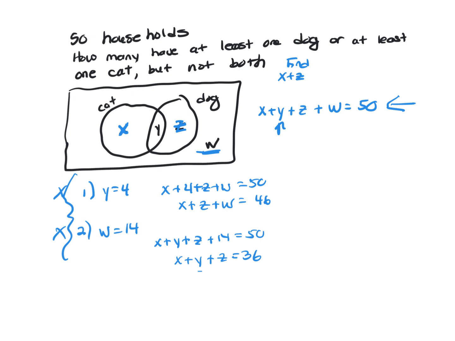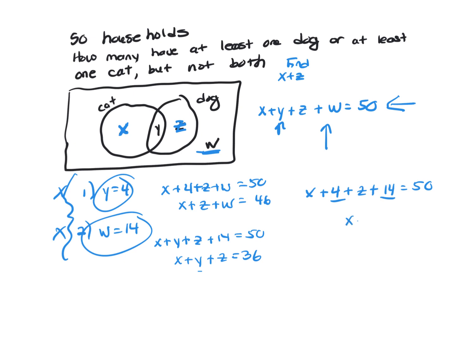Let's go back to this equation up here. I know that X plus 4 plus Z plus 14 equal 50. And if I add 4 and 14 and then subtract it from 50, that's going to leave me X plus Z equals some number. And that's what I'm trying to find, X plus Z. So my answer is C.